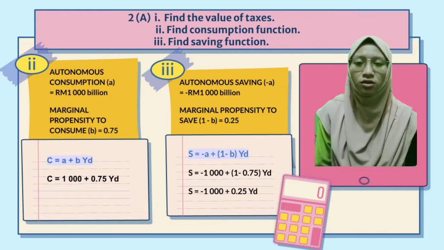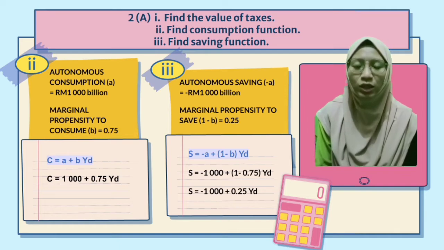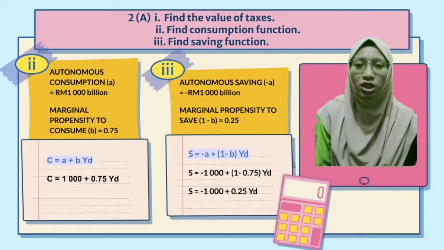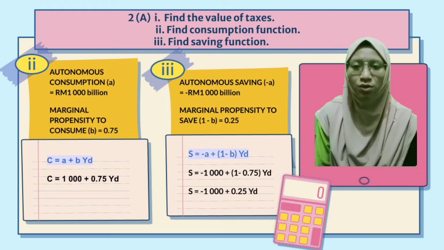For question 2 Roman, find the consumption function. Using the information autonomous consumption 1,000 billion and MPC 0.75, fill the consumption function, and the answer is C equals 1,000 plus 0.75 YD. Next, question 3 Roman, using the information autonomous saving negative 1,000 billion and marginal propensity to save 0.25, fill the saving function, and the answer is S equals negative 1,000 plus 0.25 YD.